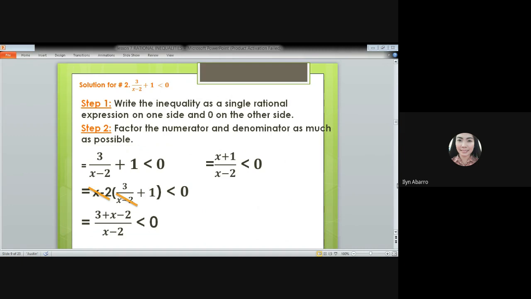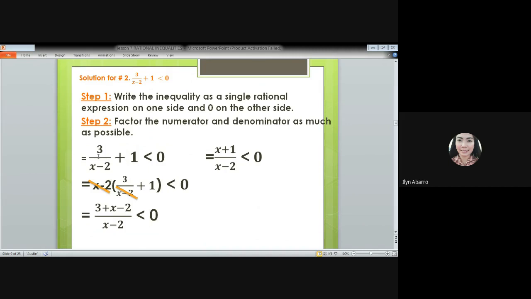Okay, so the given here, one side of our inequality is 0 already. So that is a check. And then we're going to make the other side a single rational expression. Since it is binomial, we're going to make it as monomial again by finding its LCD. Okay, what is the LCD? As you can see here, our only denominator is x minus 2. So that is our LCD.